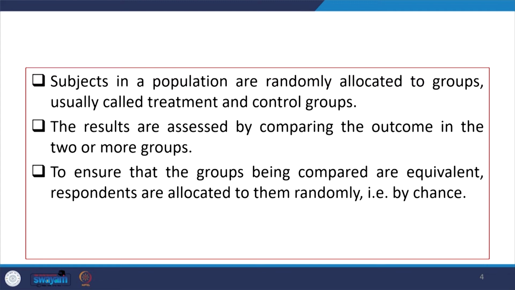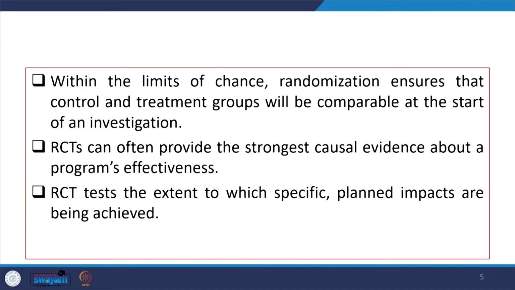To ensure that the groups being compared are equivalent, respondents are allocated to them randomly. That is what we have been saying several times. The numbers allocated to both the groups should be randomly allocated. There should not be any bias. So, that means those present in each of the groups are there by chance. Within the limits of chance, randomization ensures that control and treatment groups will be comparable at the start of an investigation. RCTs can often provide the strongest causal evidence about a program's effectiveness.